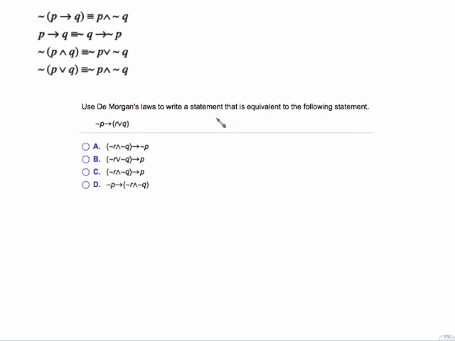Use De Morgan's laws to write a statement that is equivalent to the following statement. Now, De Morgan's laws has got a negation in front of parentheses. I don't have negation in front of parentheses right now. So what I have to do is create my own negation by writing the equivalent statement of the contrapositive. The contrapositive, remember, is to swap and negate. So this becomes the negation of R or Q, conditional P. Remember, to do the contrapositive, we switch and we negate. So that's exactly what I did right there.